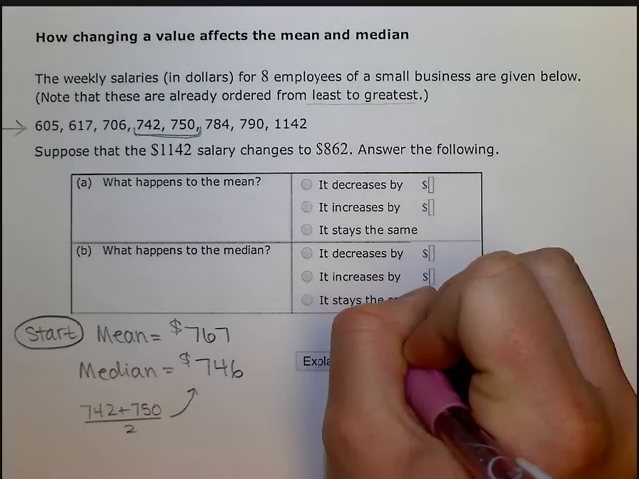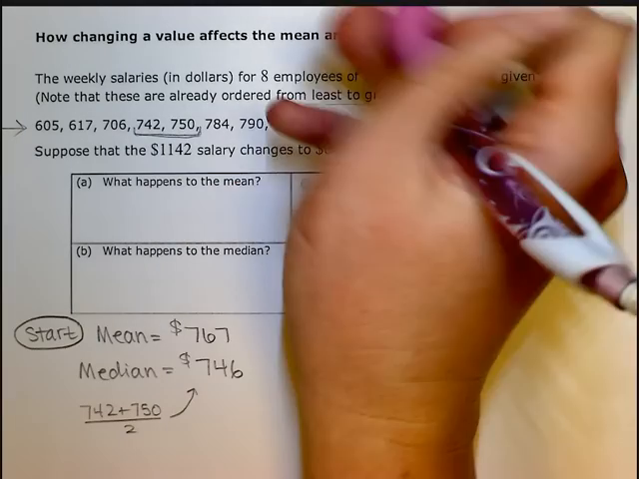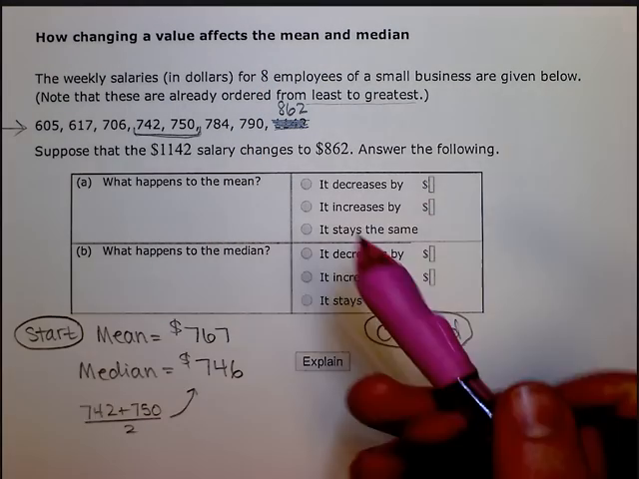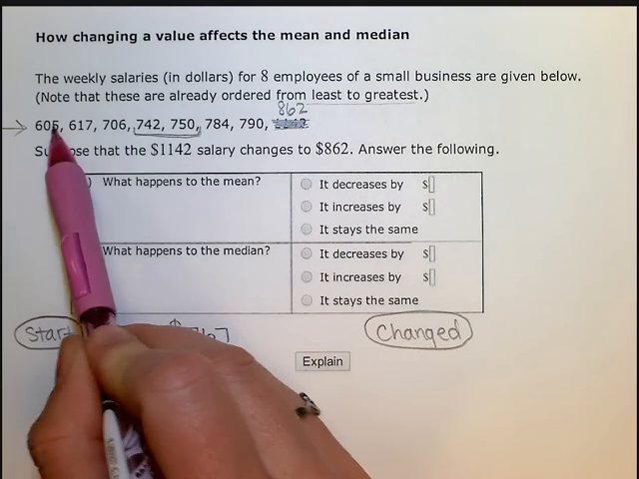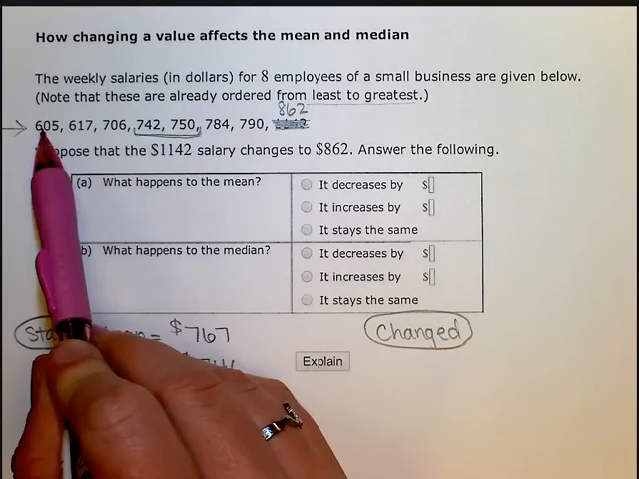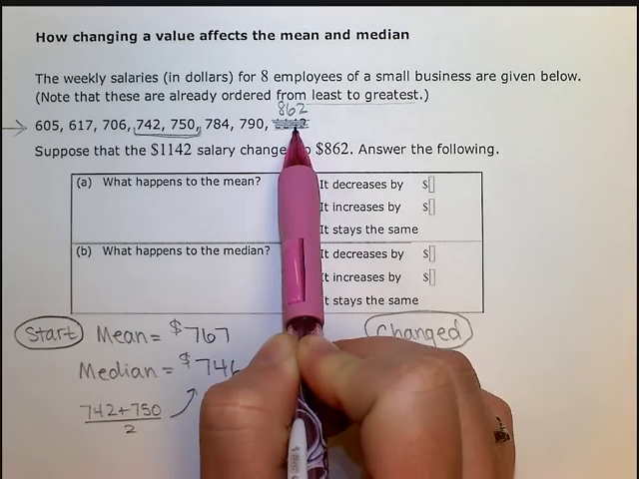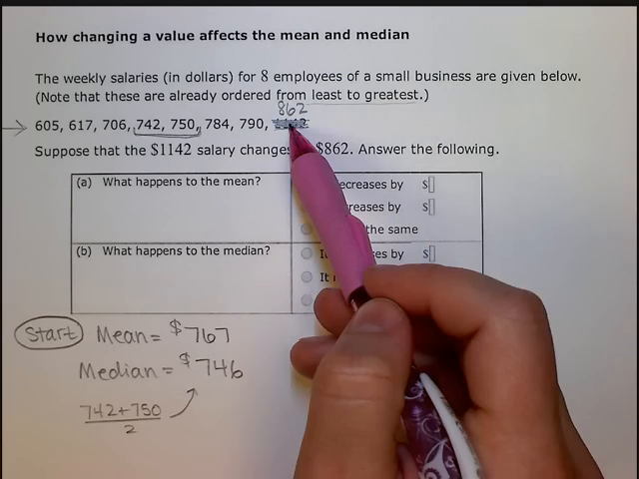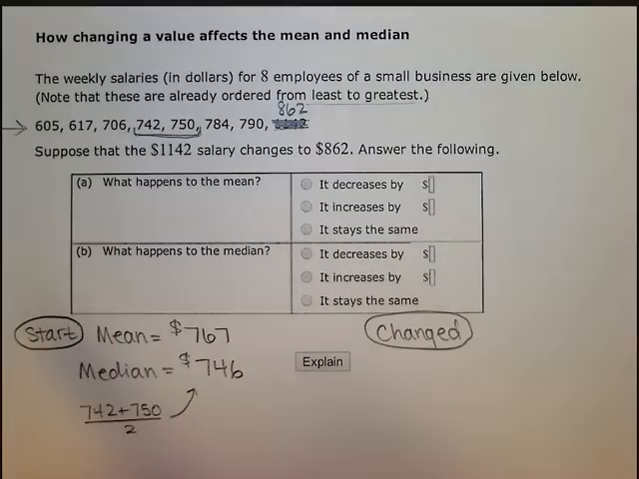Once I change this value here to 862, one thing I have to be really careful about is that I'm still ordered from least to greatest. 600, 600, 700, 700, 800, boom. It's still the biggest number, so it still is my last number, so I can literally just change it like that. But if we changed it to 620, we would have had to make sure we inserted the 620 down here where it belonged. So make sure that you're still in order from least to greatest.